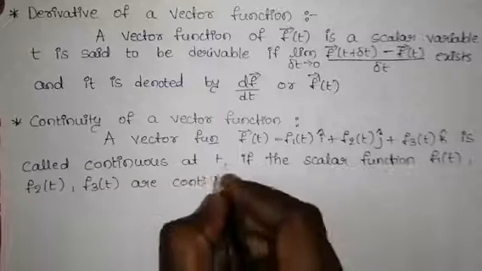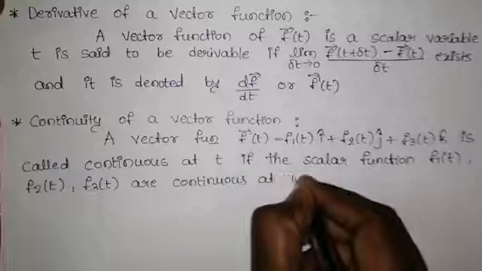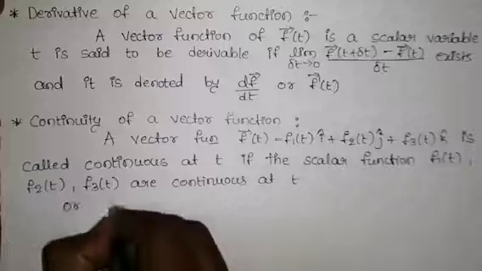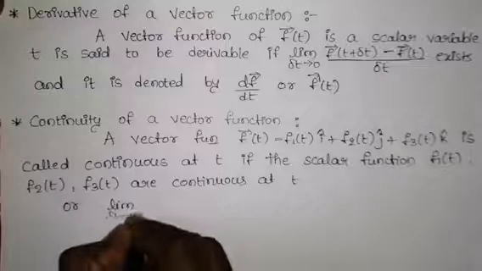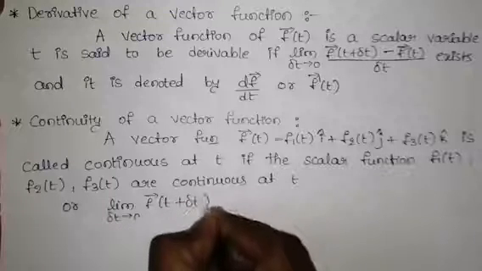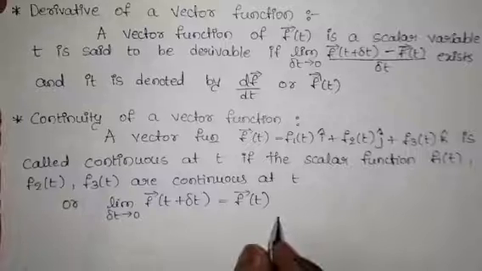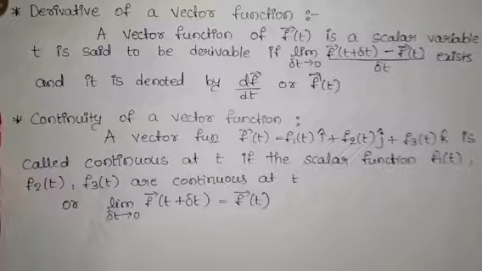So these three conditions should be satisfied, that is, continuous at t. Or it can be written as limit delta t tends to 0 of vector f of t plus delta t equal to vector f of t. So this is our definition of continuity of a vector function.